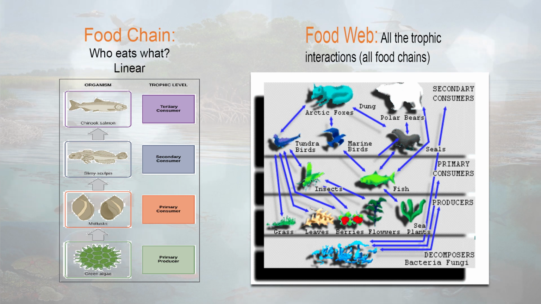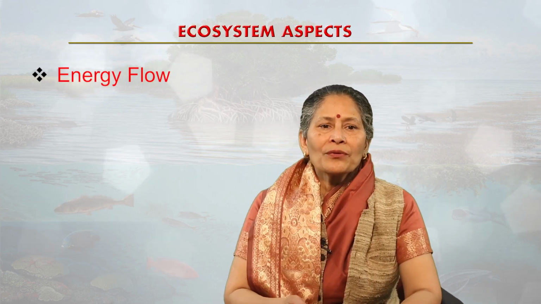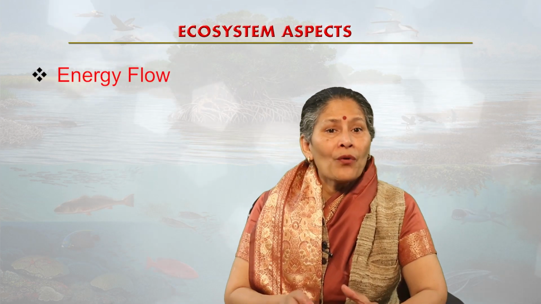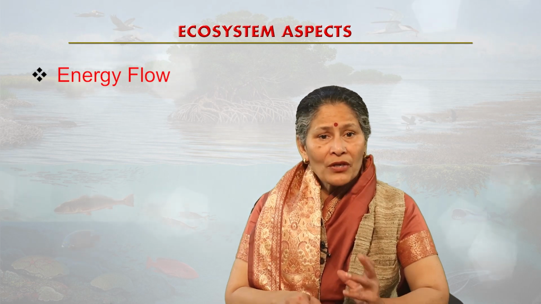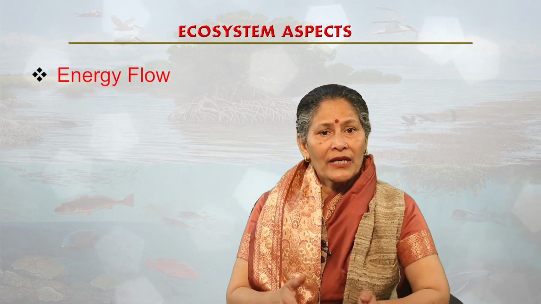Then food web is also a related component where all the trophic levels interact. So this is not a linear relationship, but all food chains interact, and that is what is called a food web.